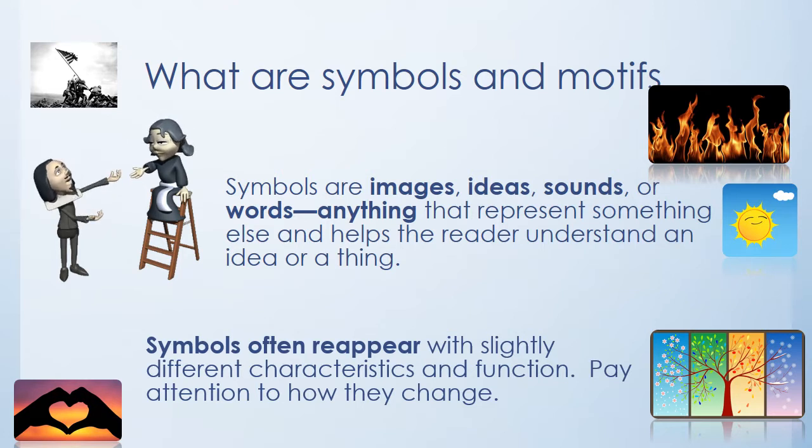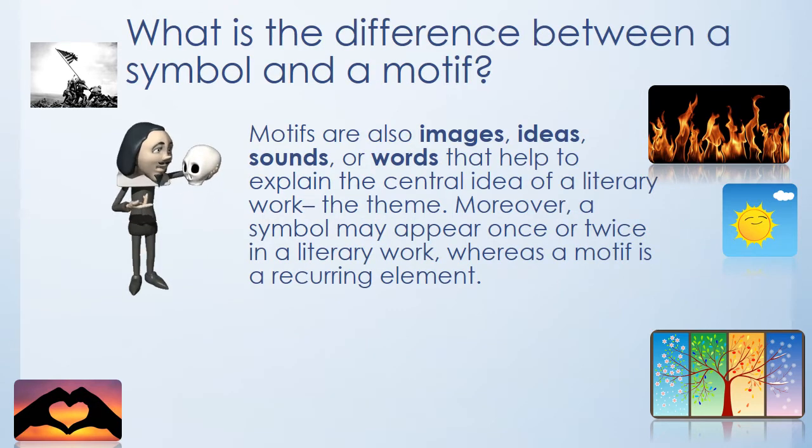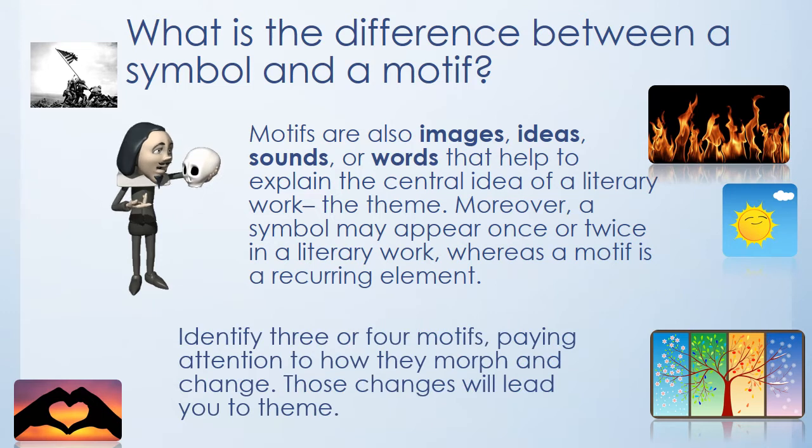So within the text, you want to be looking for those images again and begin to make a list of symbols that you see reappearing, ideas and concepts you see reappearing. What's the difference between a symbol and a motif? Well, motifs are almost always symbols, but they point to the thematic elements, and they are a recurring element throughout the book as a whole. So a symbol might appear once or twice in a text, and it has significance in that moment, but a motif will appear throughout the entire text, and oftentimes it will morph and change a little bit, and we want to pay attention to those changes because that gives us an indication of how the theme is developing.